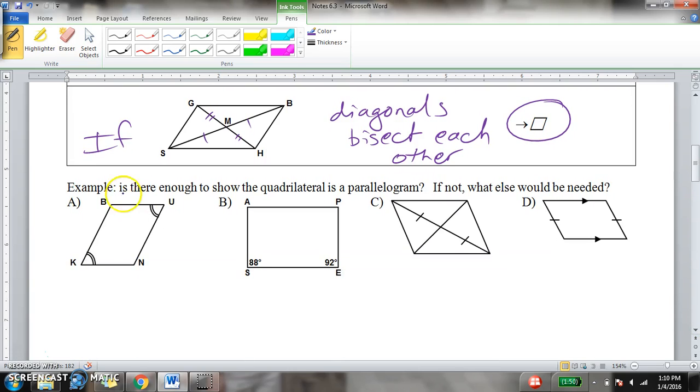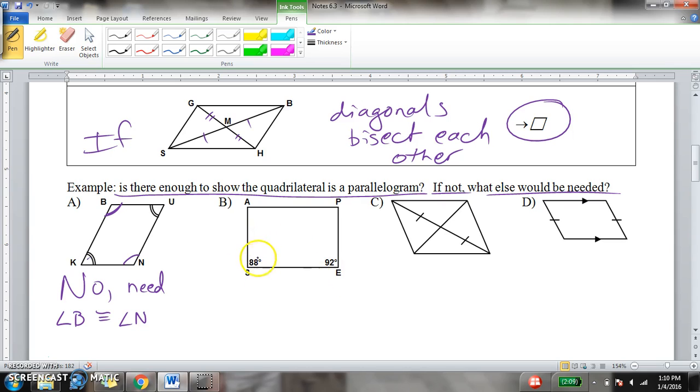So in these 4 examples, we're trying to decide, is there enough information to show that the quadrilateral is a parallelogram. So we know all of these shapes have 4 sides. We don't know if they're parallelograms or not. So if not, what else would we need to show that it's a parallelogram? So here we've got a 4-sided shape. We know this angle is congruent to this angle. This is not enough, so no, because we would need to know that angle B is congruent to angle N also. So we would need to know that these 2 are congruent and that these 2 are congruent. We need to have both pairs of opposite angles congruent to each other.